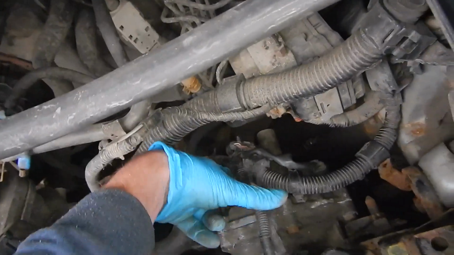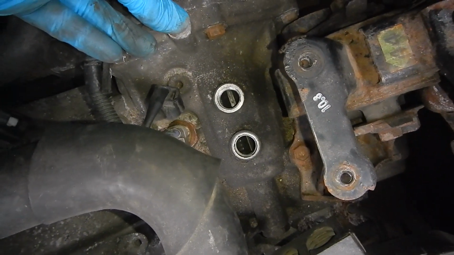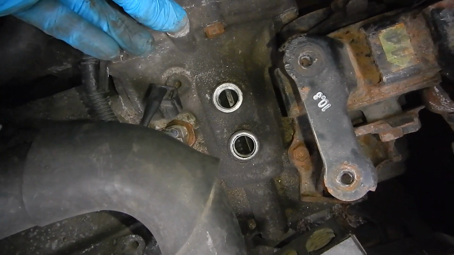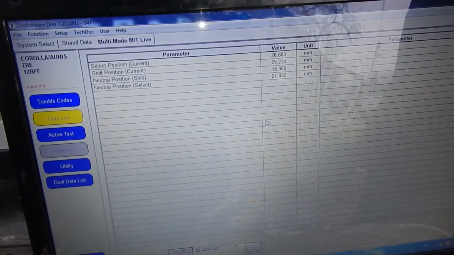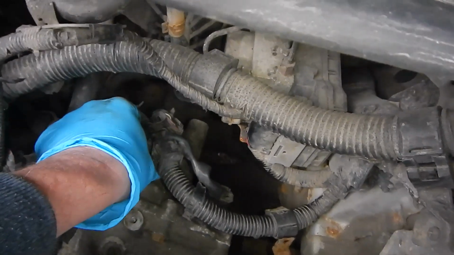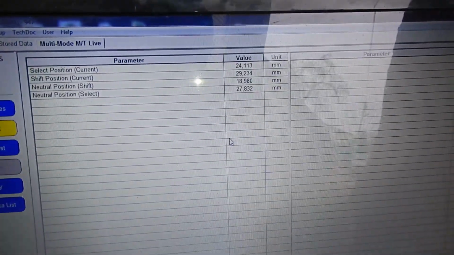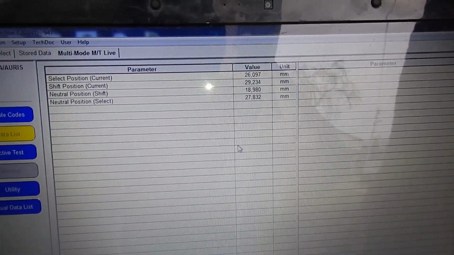As neutral, third or fourth gear is engaged, or third or fourth is the position of neutral of select. So I have 27. Look, now I will move it on this side or other side. Look what we will see with the parameter. You see, I'm moving, I'm rotated.